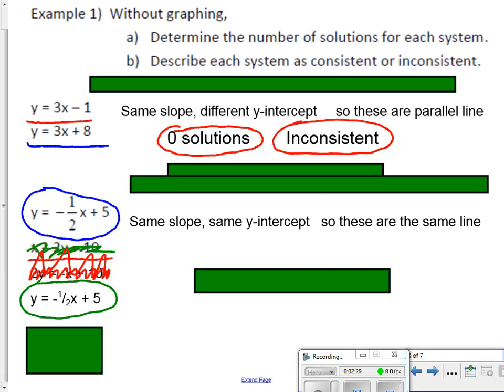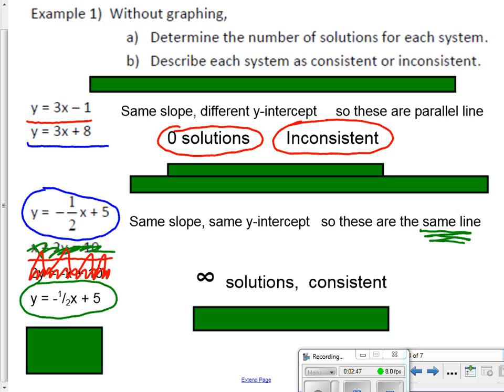Now if we look at those, they have the same exact slope, -1/2, and they have the same y-intercept, +5. So in this case, these are going to be the same exact line. They're going to lie right on top of each other. So how many solutions are they if they're the same line? Well, there's an infinite amount of solutions. Every single point is going to be shared between the two of them. They both have every single point the exact same. So in this case, it would be a consistent solution. An infinite amount of solutions, and it is consistent because it has at least one solution.